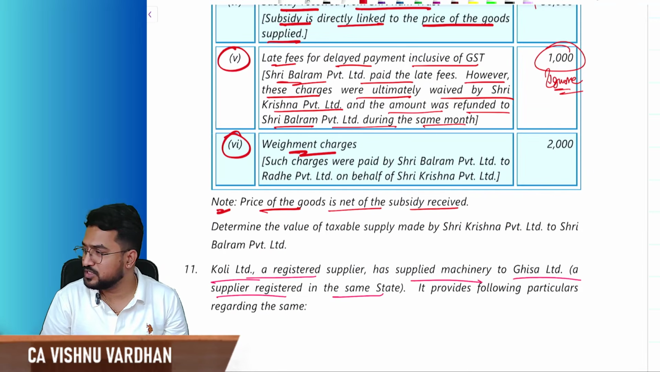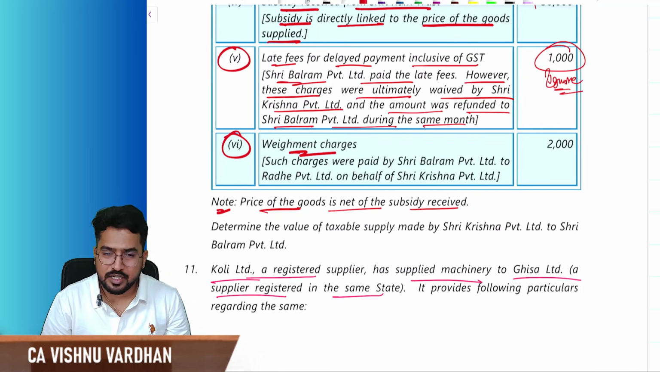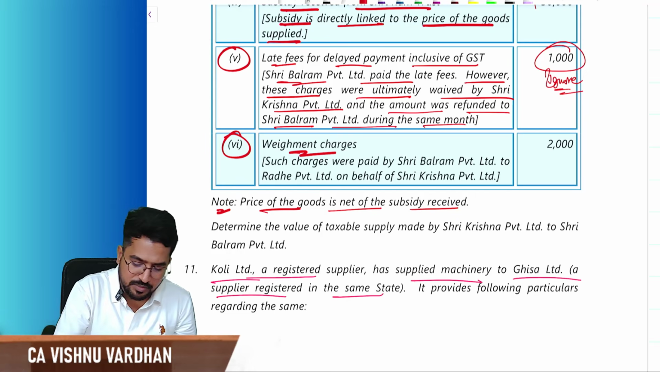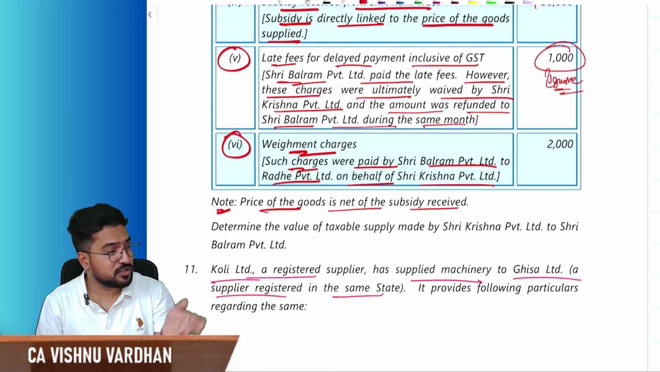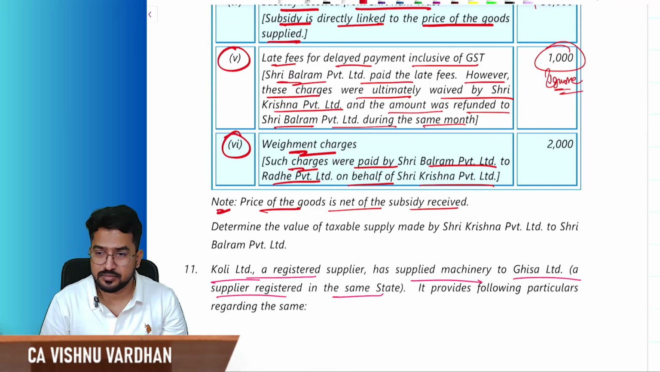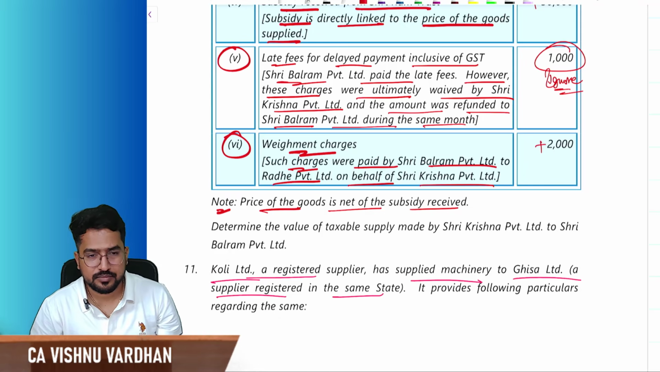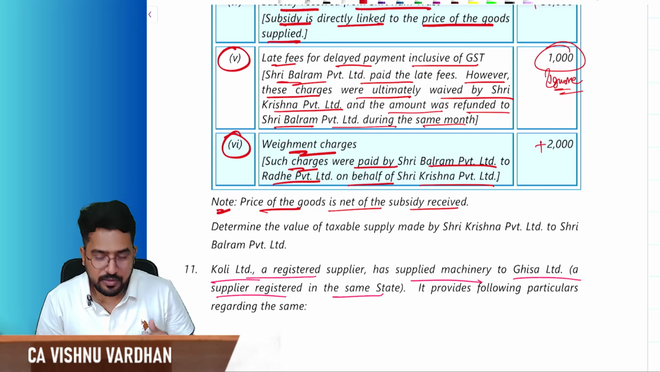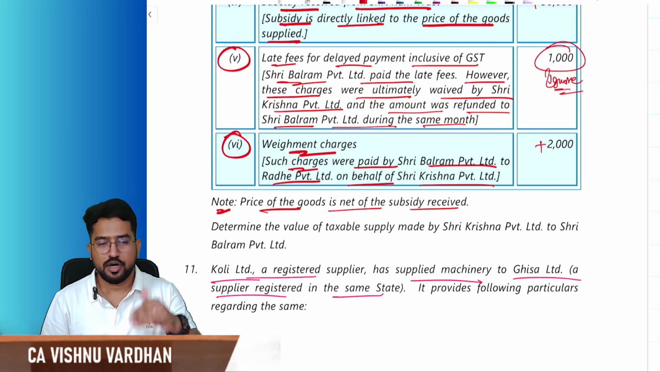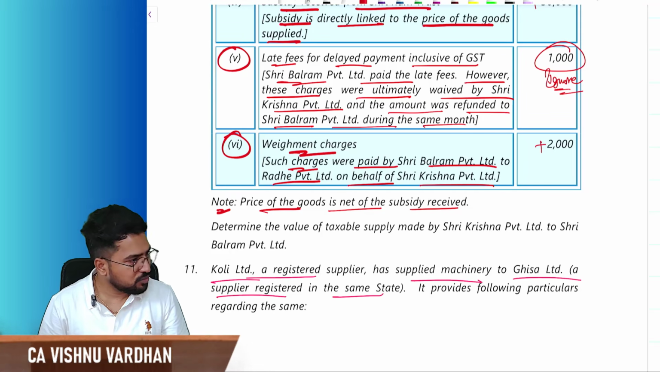Payment charges. What is that of payment charges? Incidental expenses incurred by the supplier, recovered from the recipient. Such charges were paid by Sri Balaram Private Limited to Radhe Private Limited. These payment charges are not incidental expenses. Obligation of supplier discharged by recipient. This is what you should do. Section 15(2)(b) or (c)? I thought (c) first after reading payment charges. After reading the explanation, it is nothing but 15(2)(b): obligation of supplier discharged by the recipient. Correct? Have you understood that?